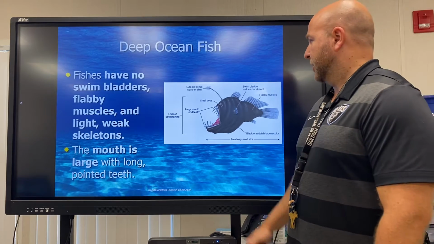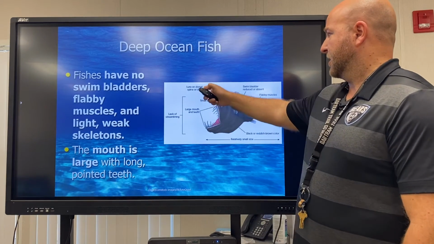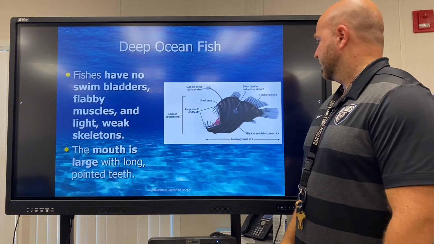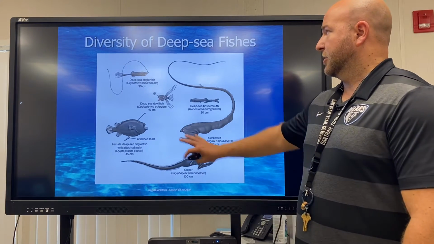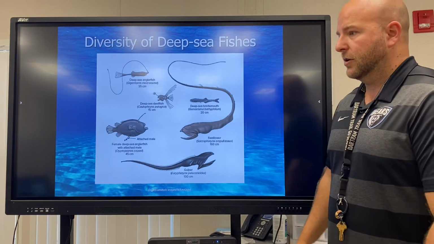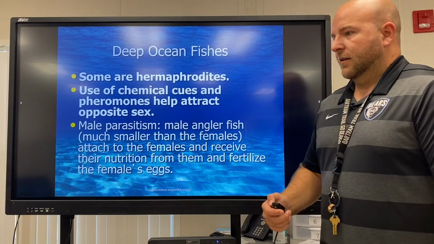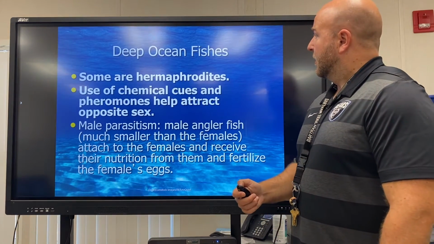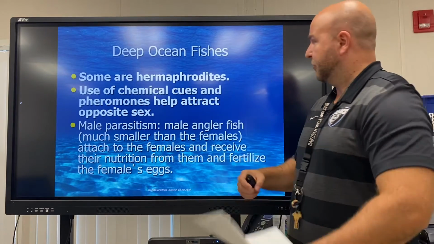And then often a large mouth with those long pointed teeth. Got an example here, small eyes, large mouth. Some bioluminescence happening up here. Another image of what some of these might look like. All right, so a little bit more information about deep ocean fish.